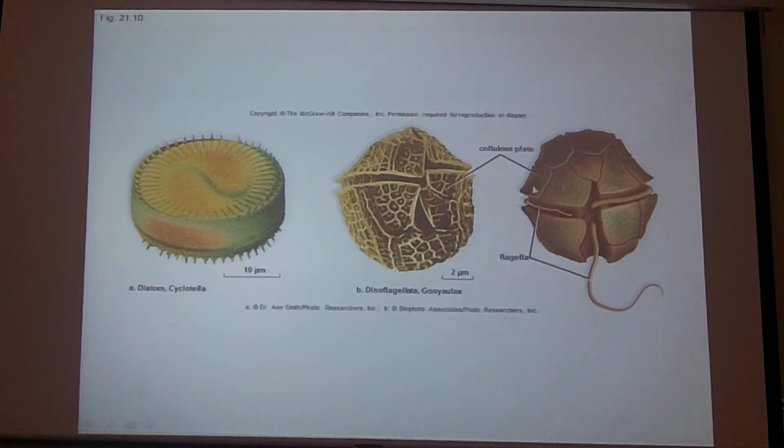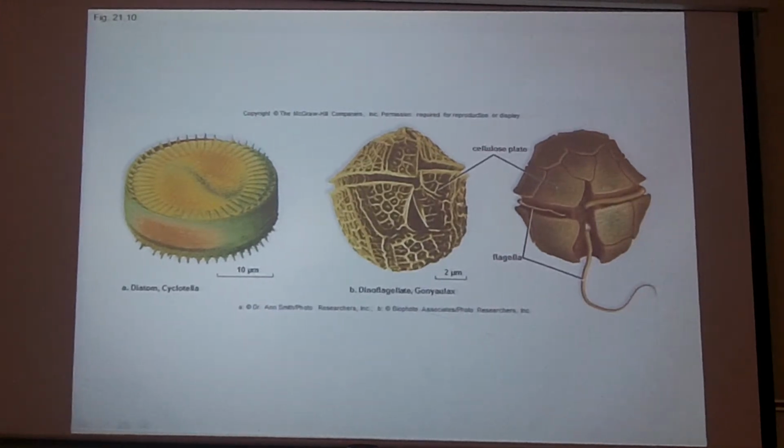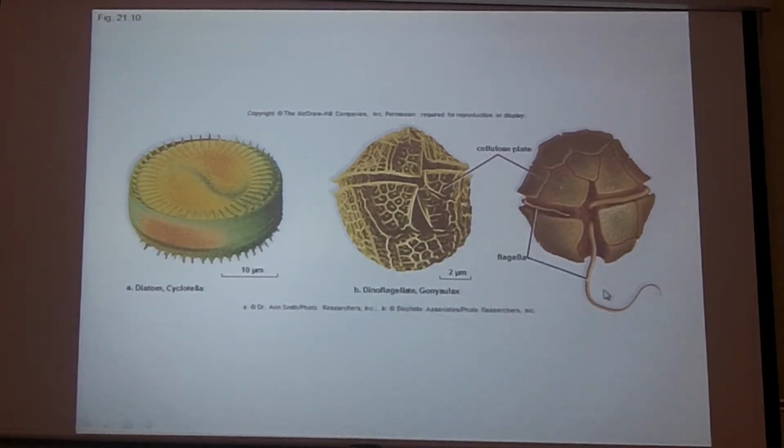And this one right here is called a dinoflagellate. Dinoflagellates have little cellulose plates and flagella, and they swim around in the ocean doing photosynthesis. They're algae. They're making their own food, just minding their own business.